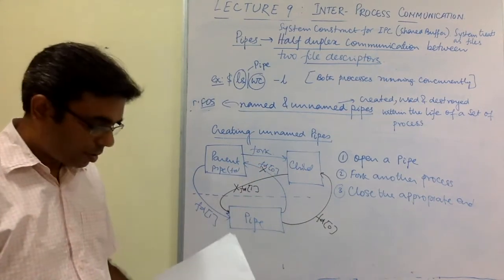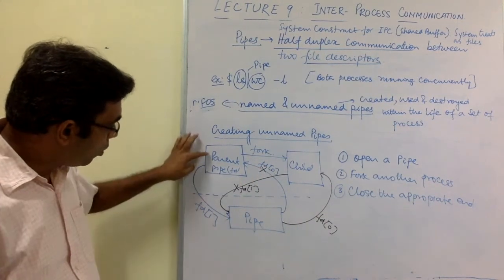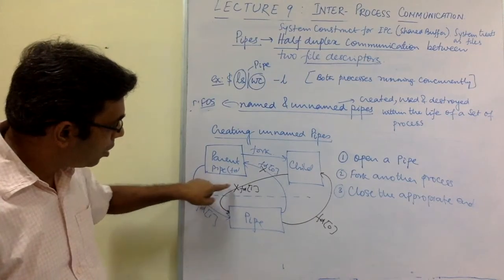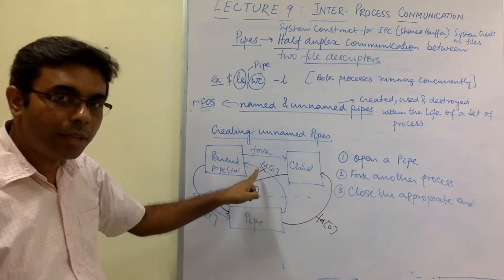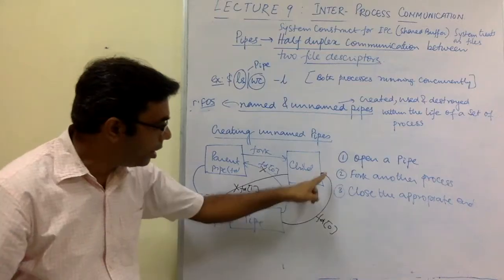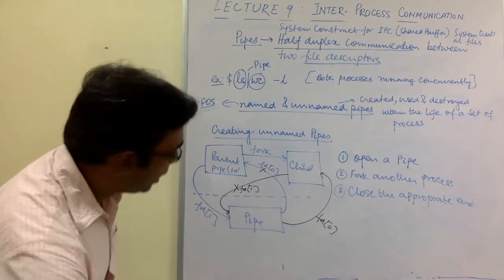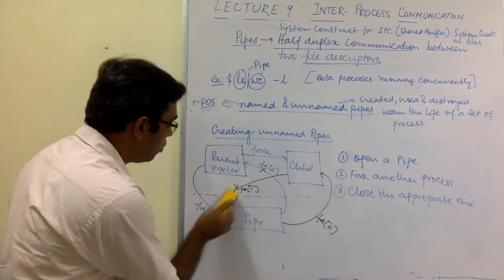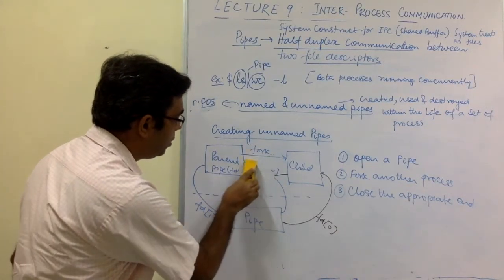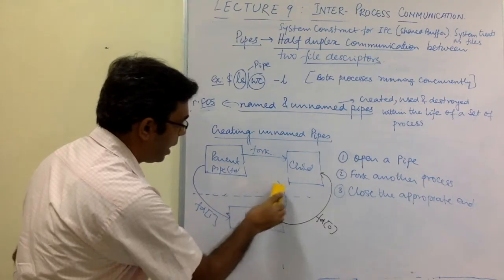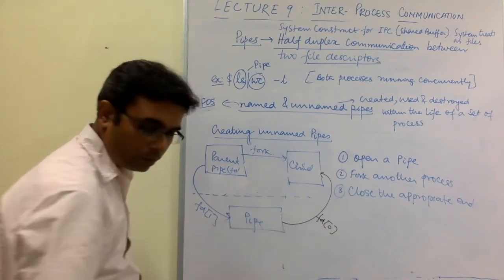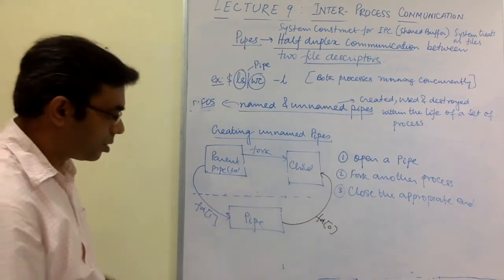In that case, because the parent would only be writing, there is no need for the parent to read. And similarly, the child would only be reading. It has no need to write. So in that case, we can simply remove these 2 ends.